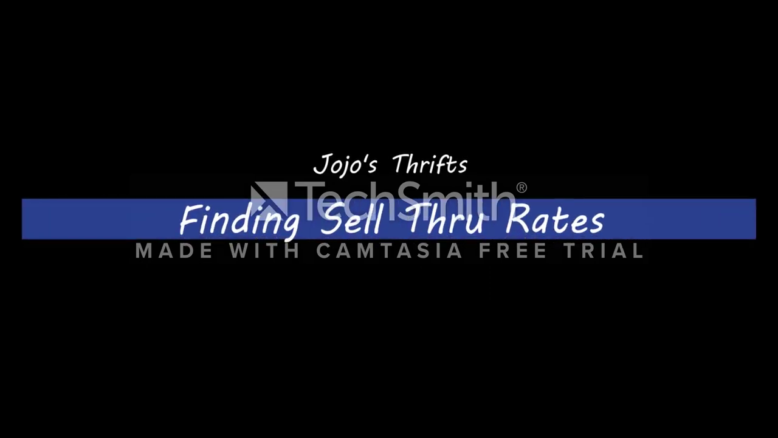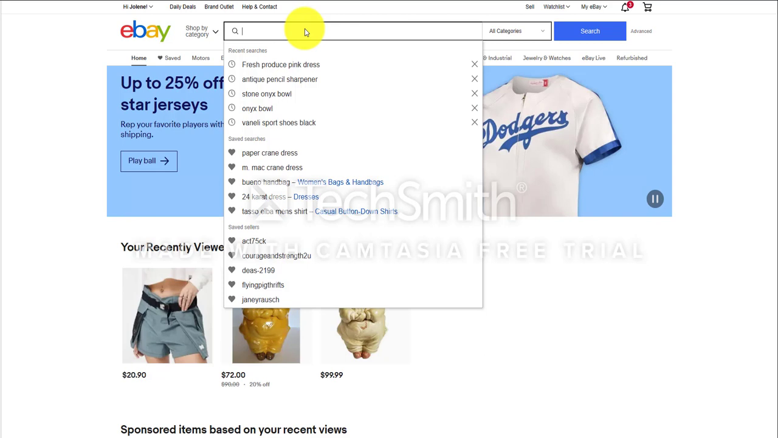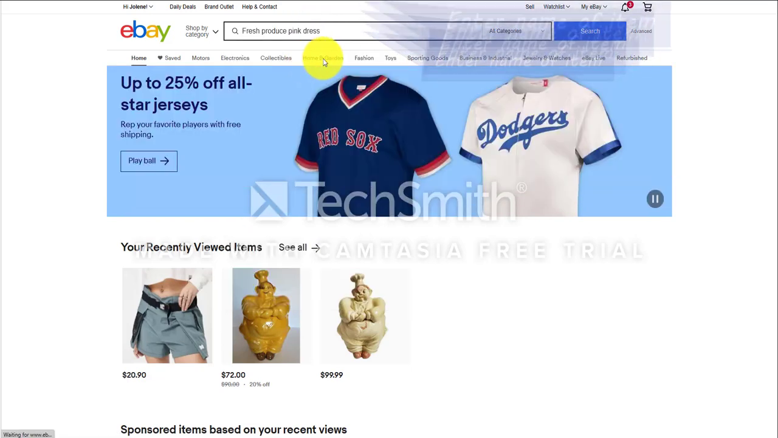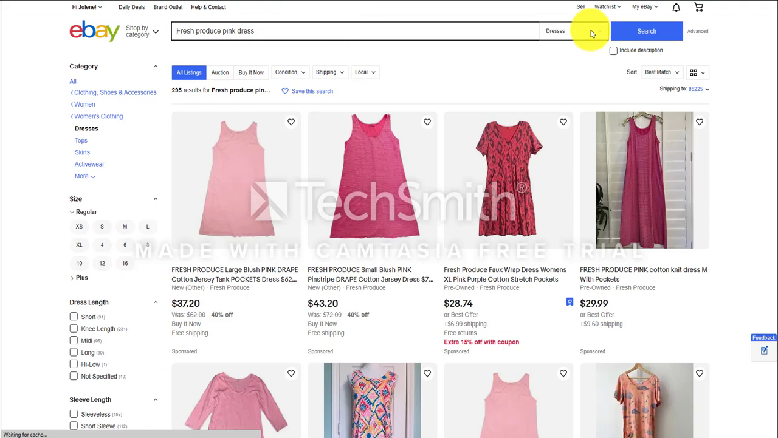Today's video, I'm going to show you sell-through rates, how to find the sell-through rates on eBay. Okay, so I just picked up a Fresh Produce dress that's pink and I want to check the sell-through rate. So I will type in Fresh Produce pink dress, search. I have 295 results for Fresh Produce pink dress.